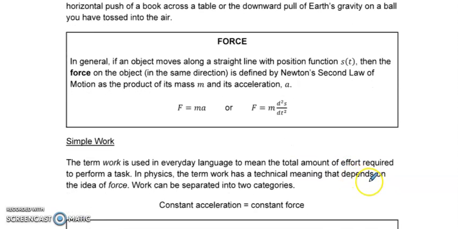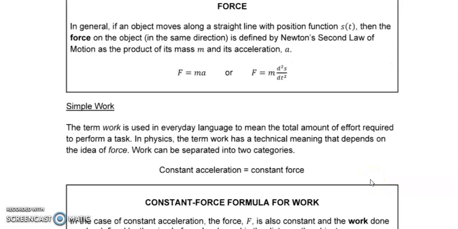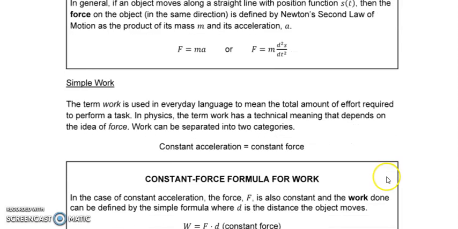So we're going to start looking at simple work. And work is a term that we use in everyday language, and it's basically your effort that it requires to perform a task. But in physics, the term work actually has this technical meaning that depends on force. So we can separate work into two categories, and we're going to start first with the constant force. Constant force means constant acceleration.